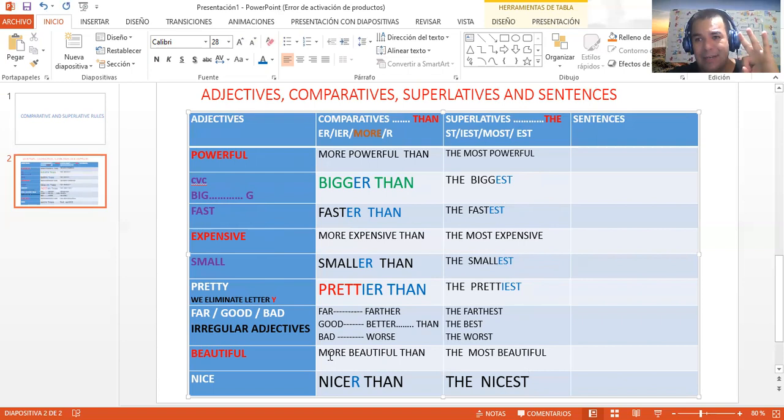And we have these three irregular adjectives: far, good, bad. Comparatives: farther than, better than, worse than. But for the superlatives, we have the farthest, the best, and the worst. And the last one is nice. This adjective already has a letter E, so we write letter R, nicer than, and for the superlative it is the nicest.